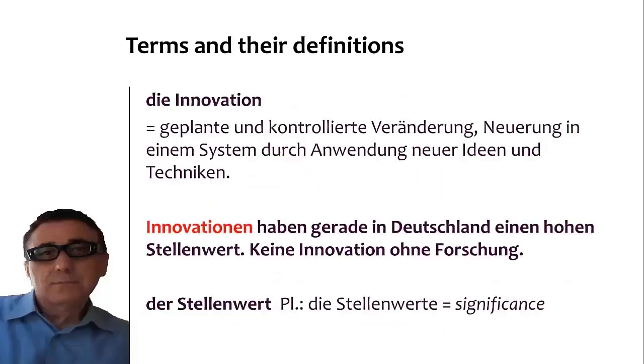Die Innovation. How can you explain this word in German? Geplante und kontrollierte Veränderung, Neuerung in einem System durch Anwendung neuer Ideen und Techniken. Let's look at this sample sentence. Innovationen haben gerade in Deutschland einen hohen Stellenwert. Keine Innovation ohne Forschung. Probably the word which you may not know in this sentence is der Stellenwert. Stellenwert means significance.